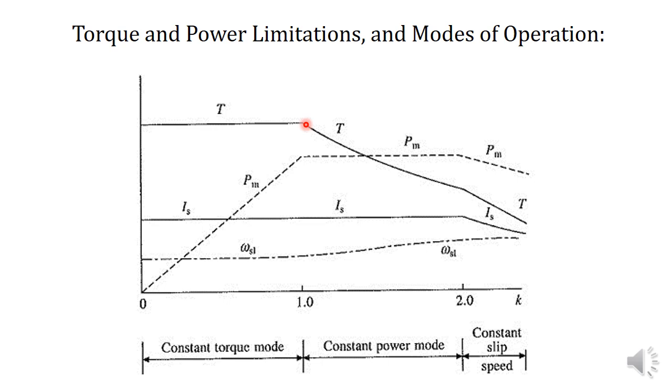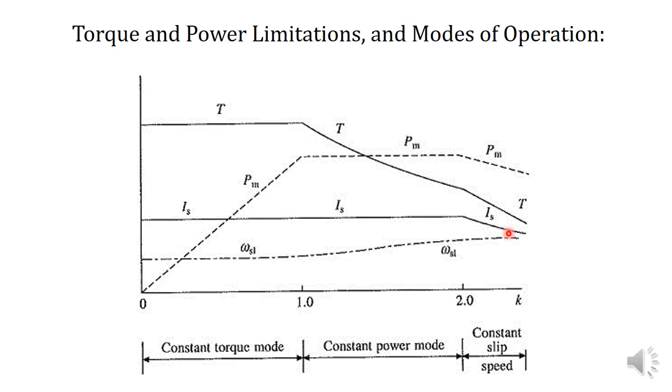base frequency, the voltage is kept constant and frequency is increased. So the torque capability decreases, as we have discussed earlier. During that mode of operation, the power will remain constant. So it is known as constant power mode up to twice the base speed. Then beyond twice the base speed, the power will be decreasing and torque is also decreasing.